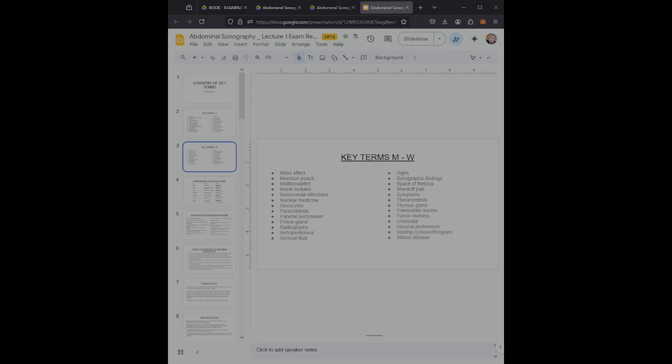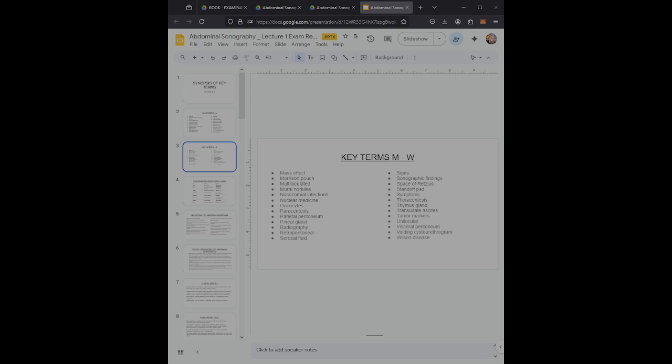The space of Retzius, this is a space between the urinary bladder and the pubic bone, and we refer to this as the retropubic space. A standoff pad, this is a gel used to provide some distance between the transducer face and the skin surface. Symptoms is any subjective pieces of evidence of disease. Thoracentesis, this is a procedure to use a needle to drain fluid from the pleural cavity. The thymus gland is a gland of the immune and lymphatic system located in the chest.